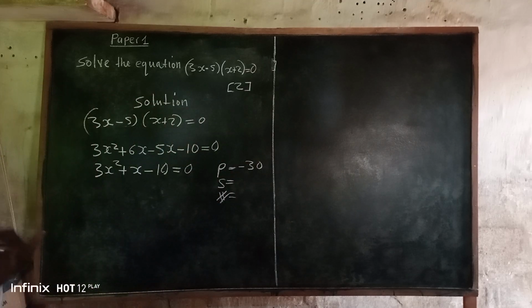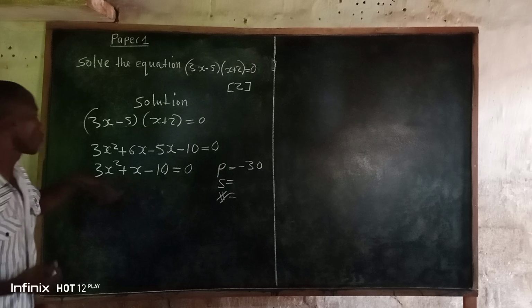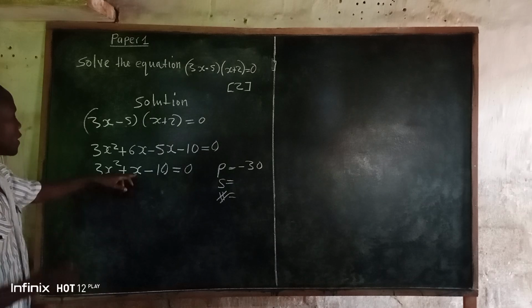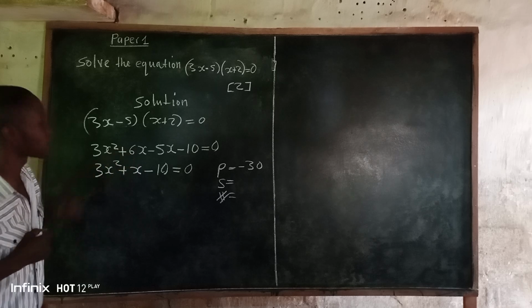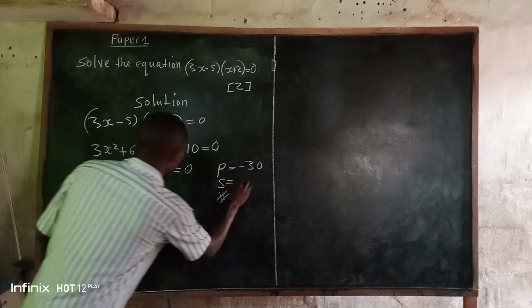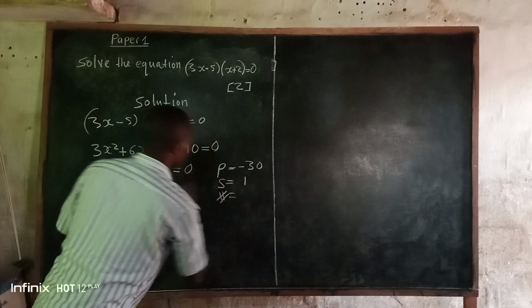Then when we come to the sum, that one is straightforward. You go directly to the middle term, which is x. Then you pick the coefficient of that same term. The coefficient of x here is 1. So you put 1 here.